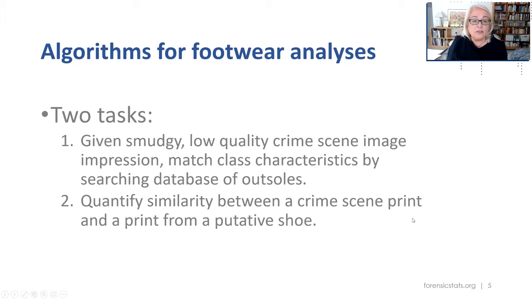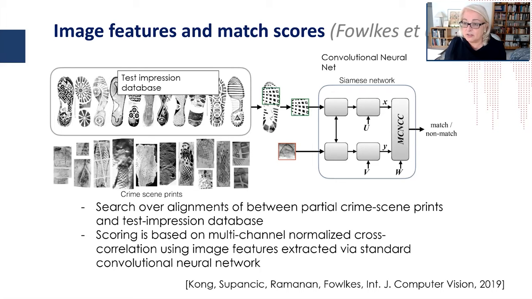So if you saw Charles's presentation, this is going to be a familiar slide. This is from his presentation. And so the idea here is you have a smudgy print from a crime scene and a nice test impression database. And so what you want to do is search this database to see whether you find a match for the smudgy crime scene print. And this is based on what's called a Siamese network. So these are just two convolutional neural nets that have the same architecture and that are paired, and at the end of the day, they produce some sort of a similarity score that tells essentially some sort of an empirical probability-like statement of whether there's a match or not.